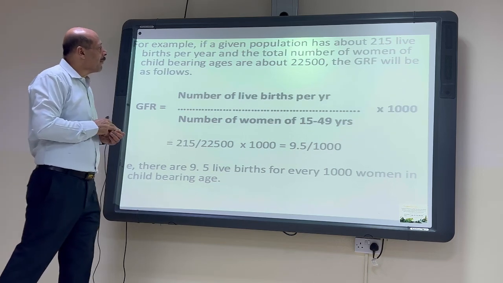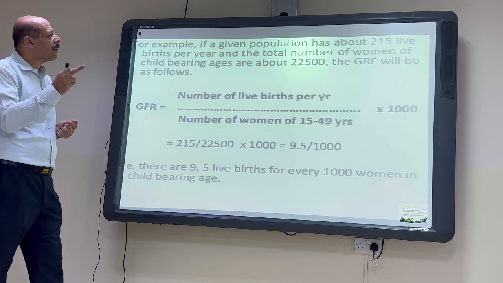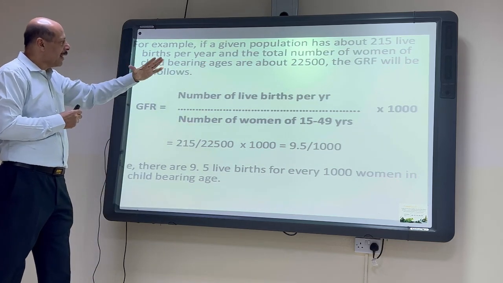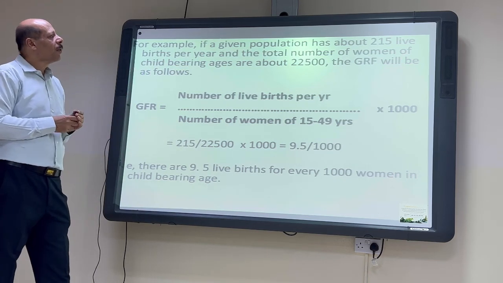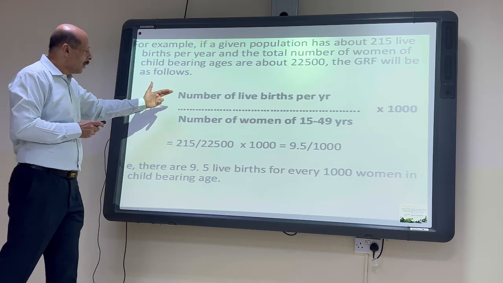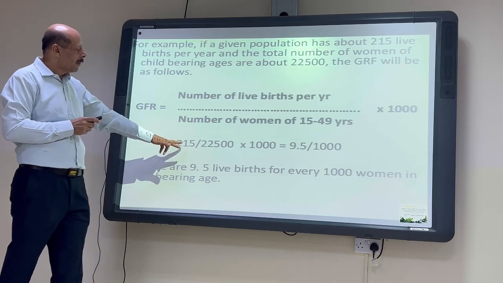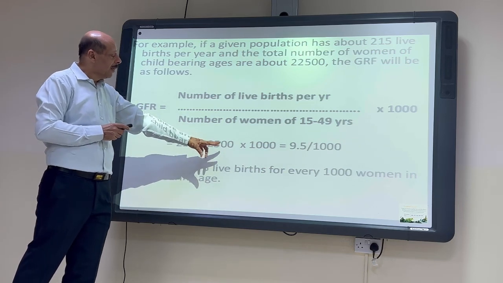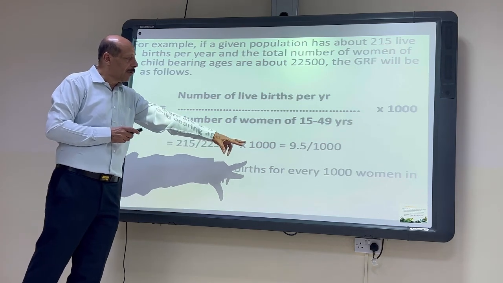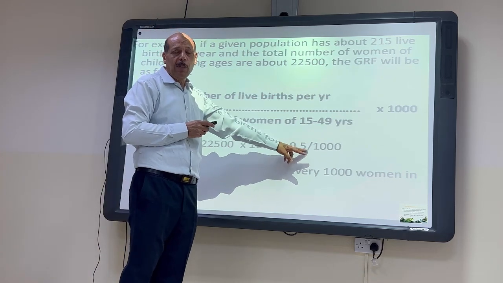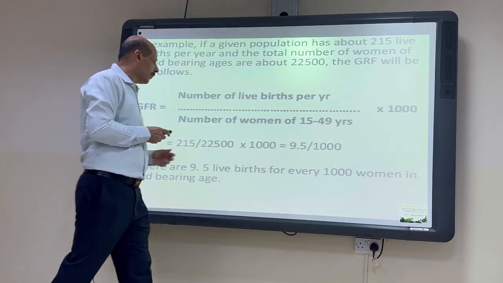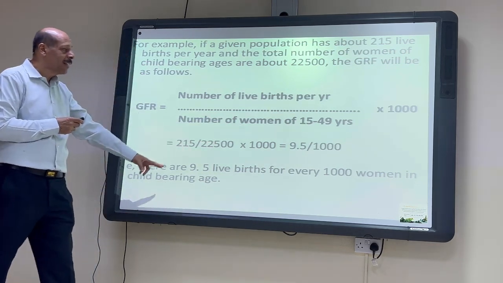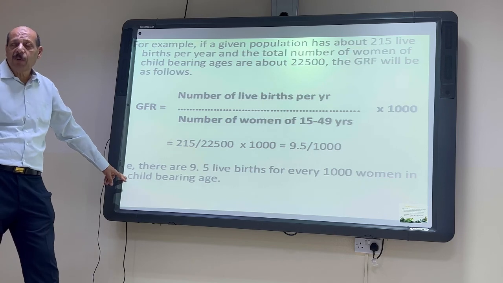For example, a given population has about 215 live births per year, and the total number of women in that age group is 22,500. So we will divide 215 by 22,500 multiplied by 1,000. So the fertility rate will be 9.5, which means 9.5 live births for every 1,000 women of childbearing age.